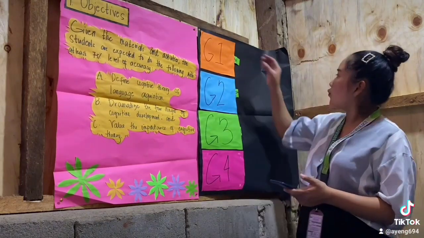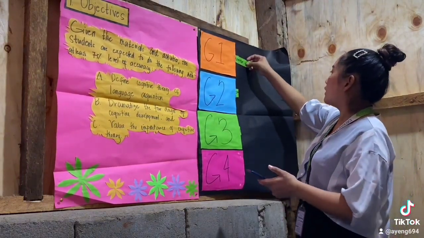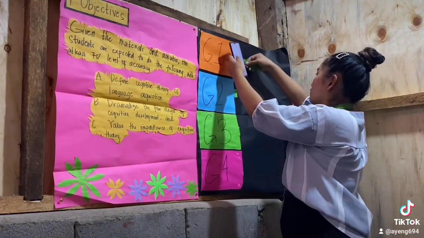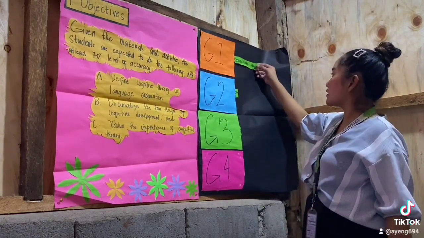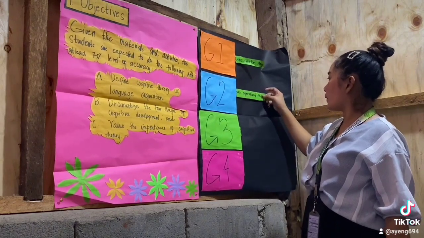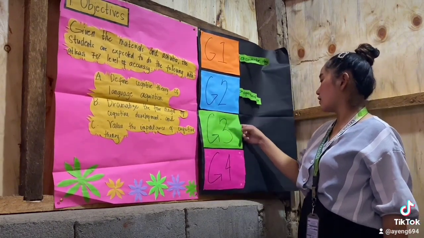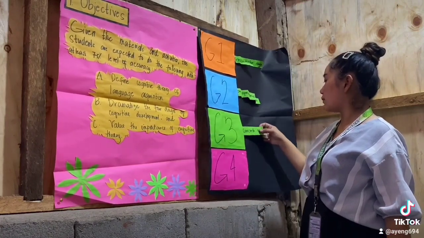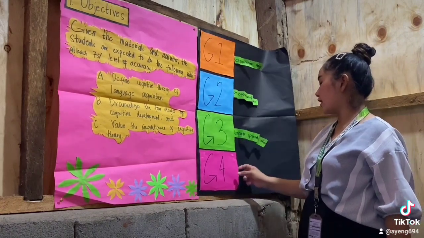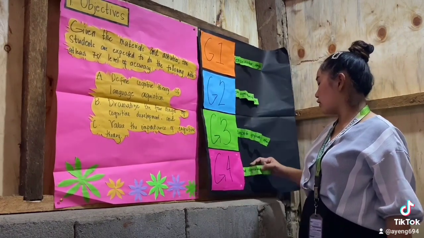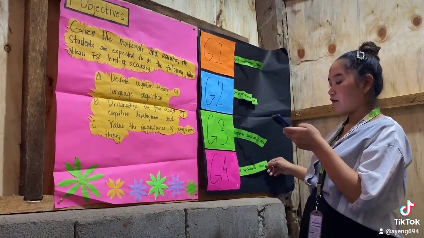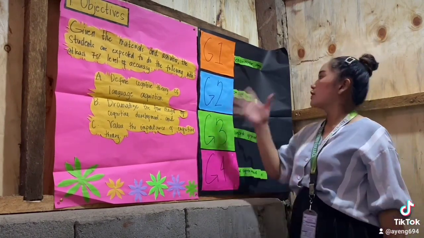So, group 1 will be all about the sensorimotor stage, group 2 will be all about the pre-operational stage, group 3 will be all about the concrete operational stage, and lastly, group 4 will be all about the formal operational stage.